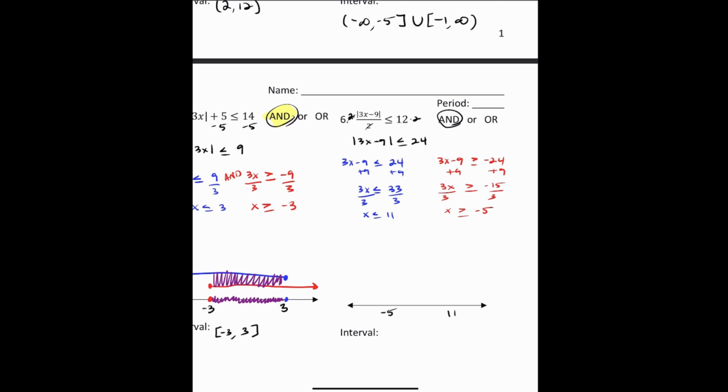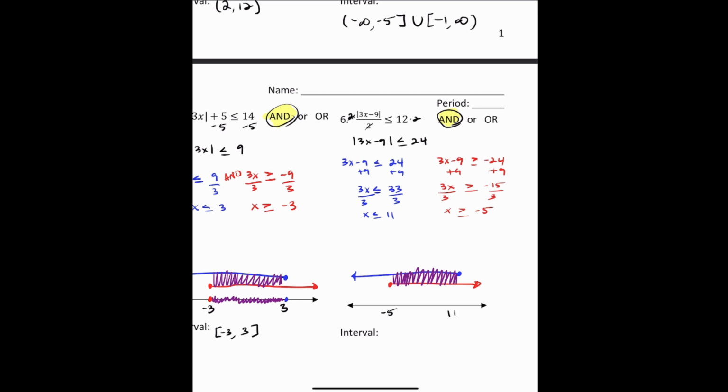Looking at x is less than or equal to 11, it's a closed dot, and we're shading to the left. And for x is greater than or equal to negative 5, it's a closed dot, and we're shading to the right. And remember, we're dealing with an and problem, so where do these two inequalities intersect? It intersects right here in the middle.